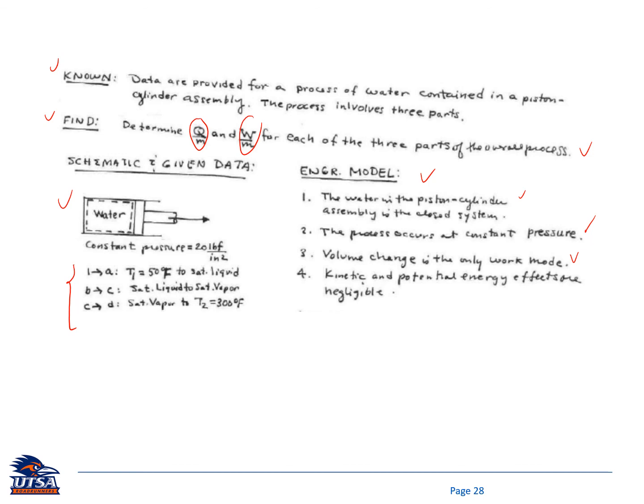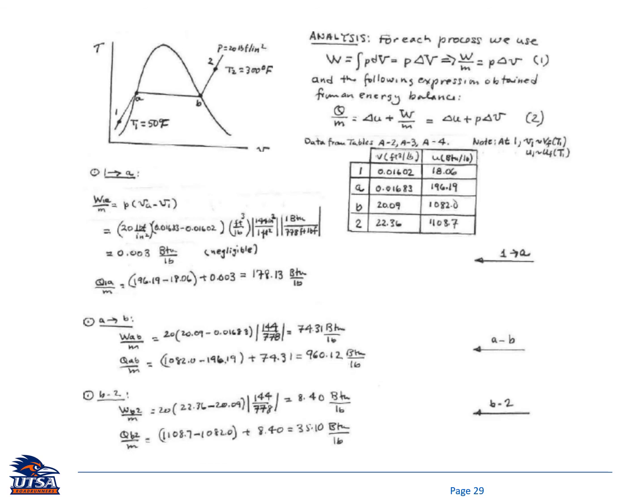Okay, and then see here I have the process sequence. So 1 here going to A, and then going to B, and then going to 2. So 1 is subcooled or compressed liquid, and then A is saturated liquid, B is saturated vapor, and then 2 is superheated condition there. And here I have the formula of the work, integral P dV, and this is the energy balance from the first law of thermodynamics, equation 2.